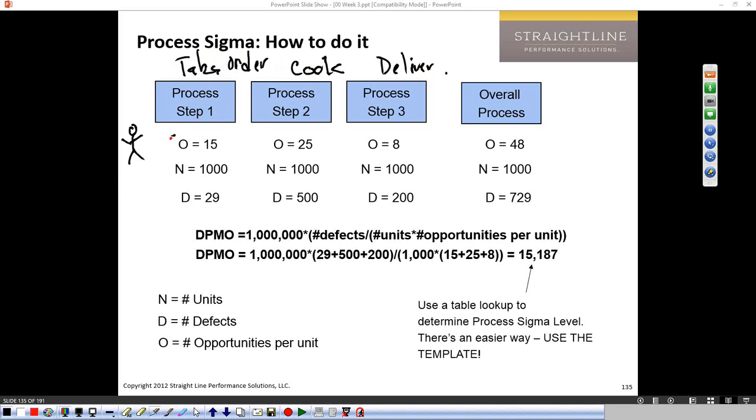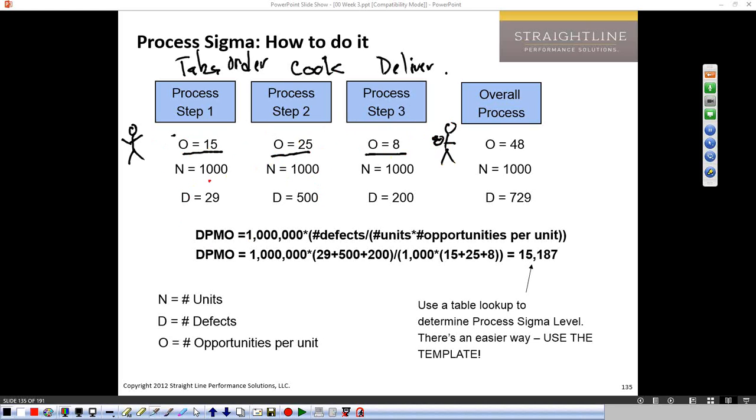So let's say that we looked at the process and we said, well, there are 15 chances that we could make an error in taking the order. The second step is cooking, and there are 25 chances that we could make an error. And the third process is delivering, and there's only about 8 chances that we have to make an error for every person that we're delivering a pizza to. Right? So here's my pizza guy. He's holding the pie there. It's a terrible drawing, but whatever.